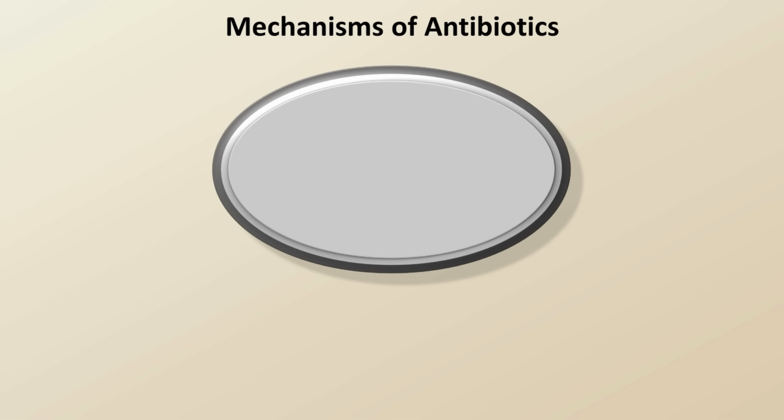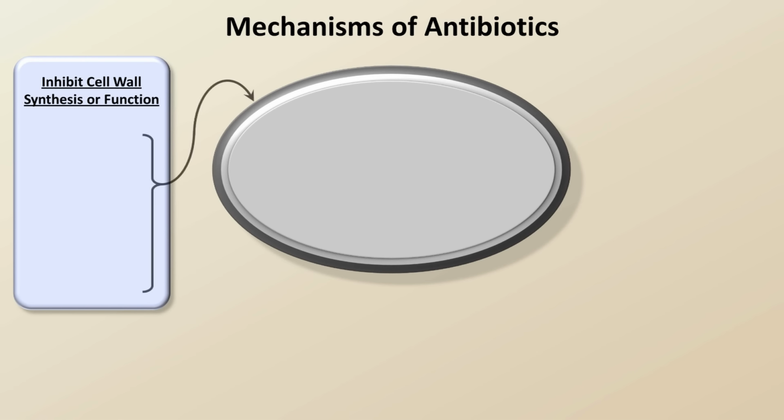This gray oval will represent a bacterial cell with its nice thick cell wall. For the purposes of this diagram, it won't be necessary to discriminate between gram-positive and gram-negative cell structure. And let's start with those antibiotics that inhibit cell wall synthesis or function. First and foremost, these include beta-lactam antibiotics.